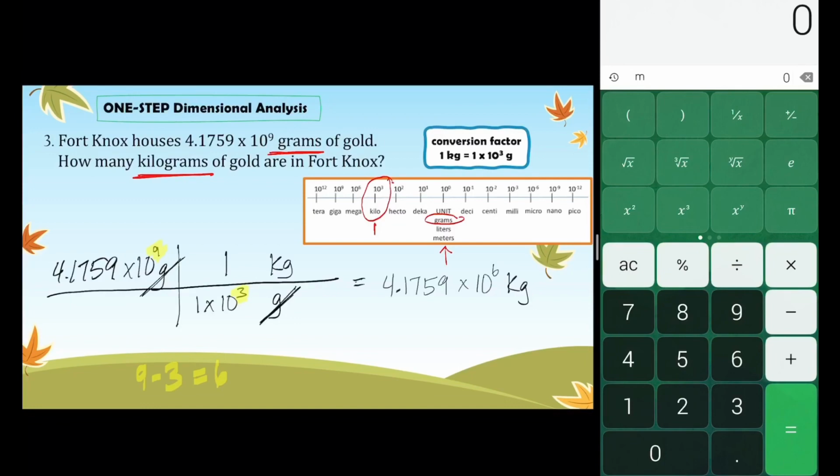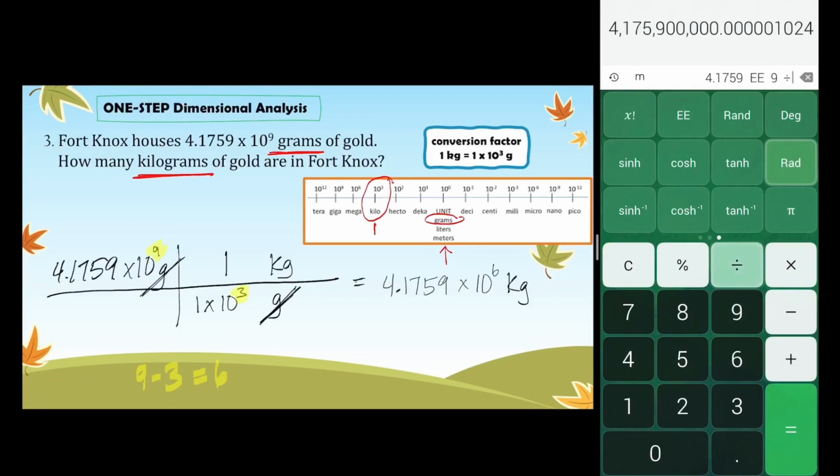Just to verify, let's go ahead and solve this on our calculator. So 4.1759. This number has an exponent, so look for the EE key on your calculator for exponent. 9 divided by 1 exponent 3, equals, look at that huge number, 4,175,900, and there's your decimal point.